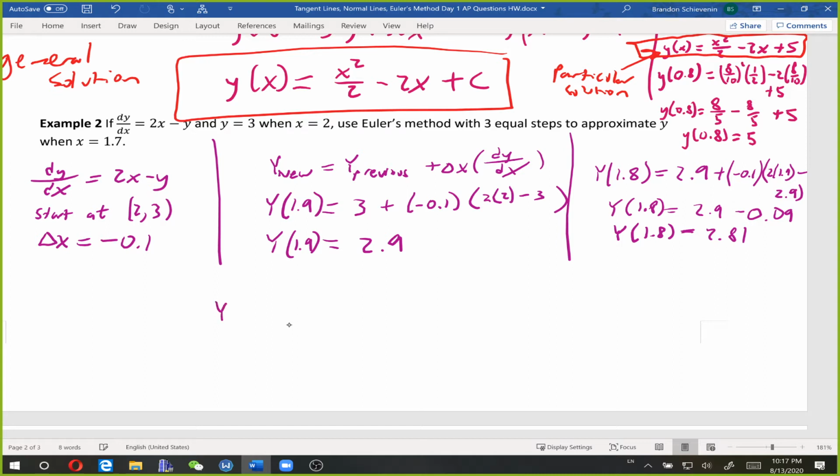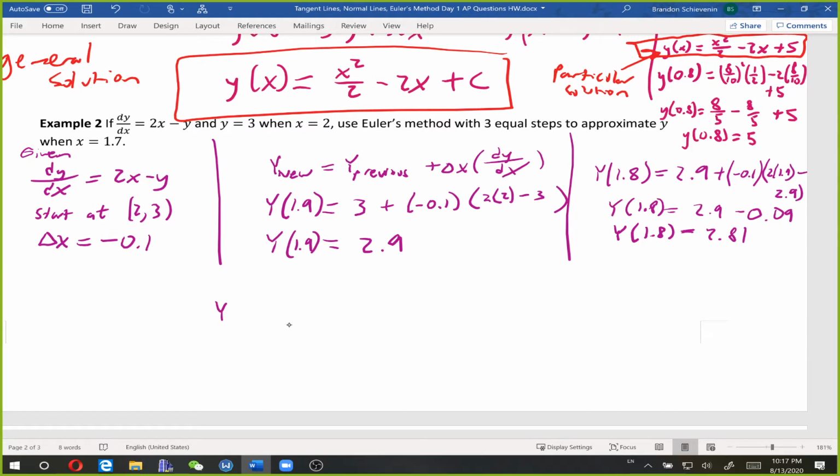I just came in. Okay, so we are doing Euler's method. I've got our given information over here. I've got a differential equation, our start point, and our change in x. So with Euler's method, every new y value is my previous y value plus our change in x times our derivative. Our derivative is based on our differential equation here.